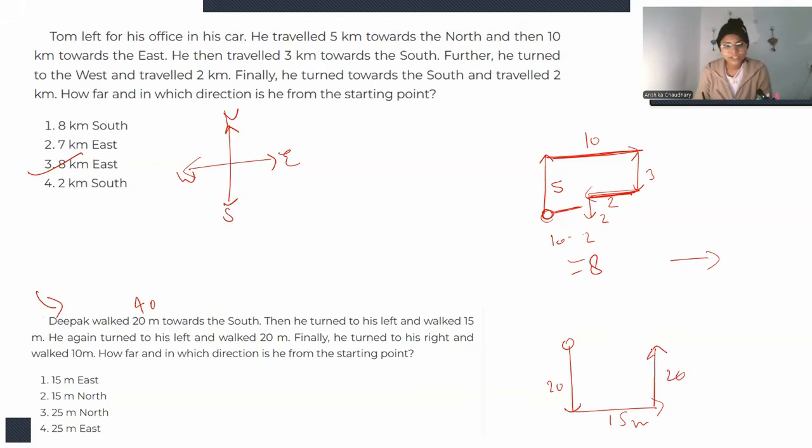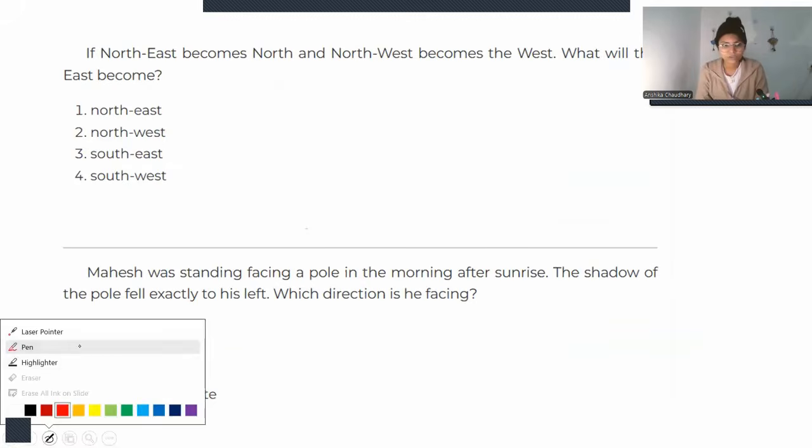Finally, he turned to his right and walked 10 meters. So he walked 10 meter to right. How far and in which direction is he from the starting point? So starting point this, right? Then 10 meter is this and 15 is this. That means 25 meter, and he is in the east direction. So 25 meter east direction will be the answer. Option number 4 will be the correct one. Let's move on to the next question.